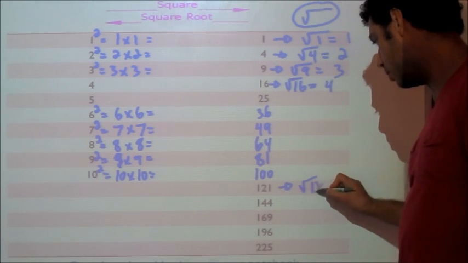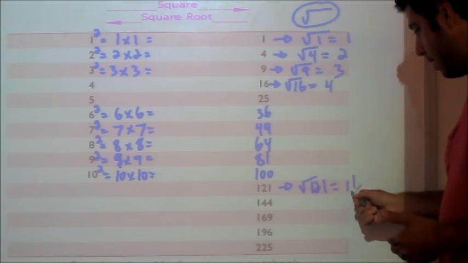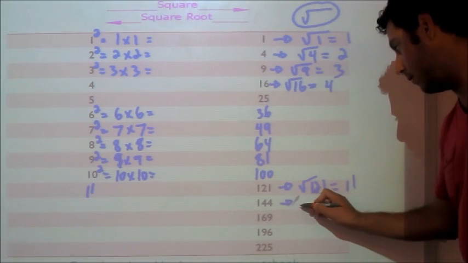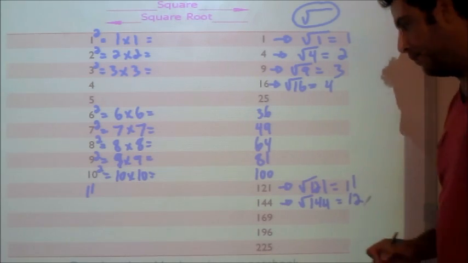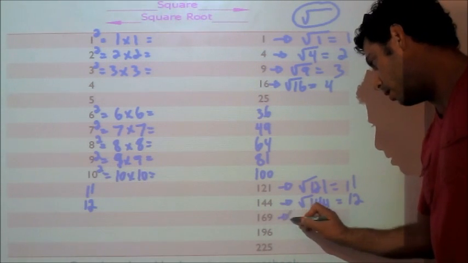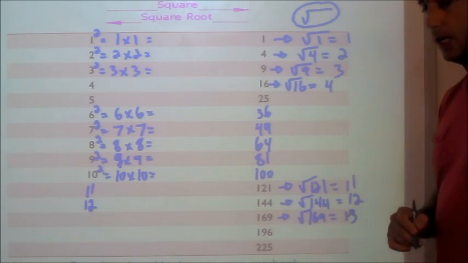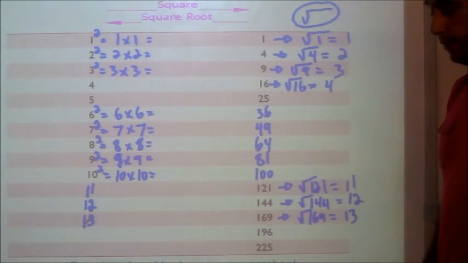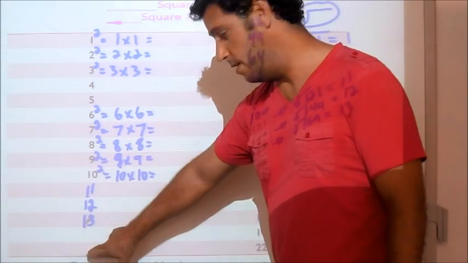The square root of 121 is 11. So we can take that number and bring it over here. The square root of 144 is 12. We can bring that number over here. Square root of 169 is 13. We can bring that number over here. Now you may have caught on to this already, or long ago even. These numbers just increased by 1. So this should be 14 and this should be 15.